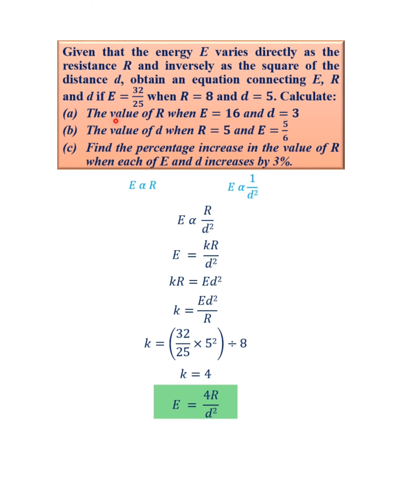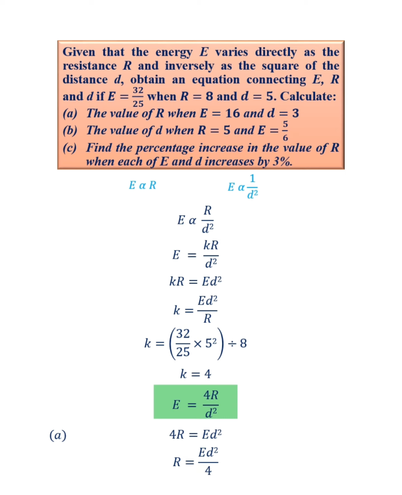A. Find the value of R when E equals 16 and D equals 3. We want to find R, so it is important to make R subject of the formula. To do that, we first want to cross multiply so that we can have 4R equals this. So for the A part, we have that 4R will be equal to E times D squared, to give us E D squared. Since we're looking for R, we divide both sides by 4 to make R subject of the formula, so that R will be equal to E D squared all over 4. Now we can substitute values to obtain R.